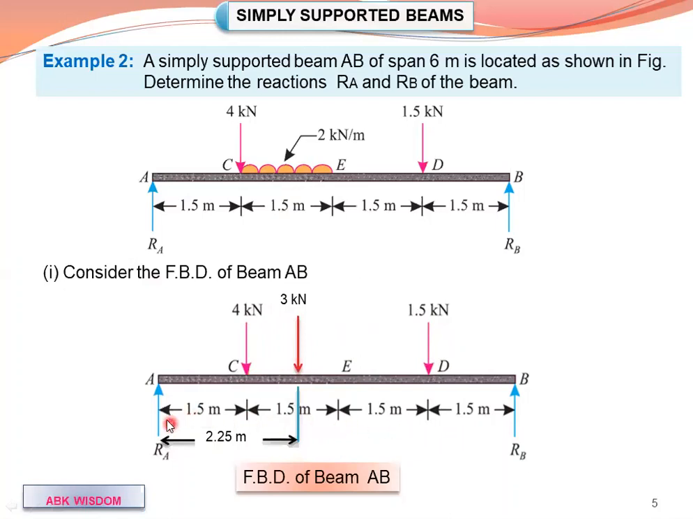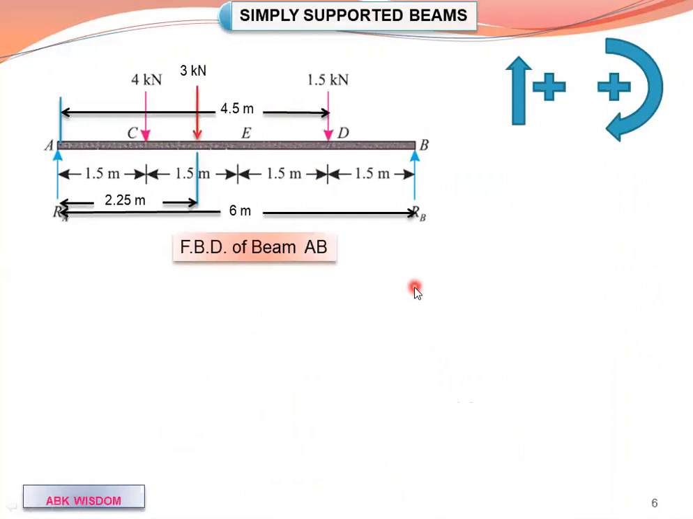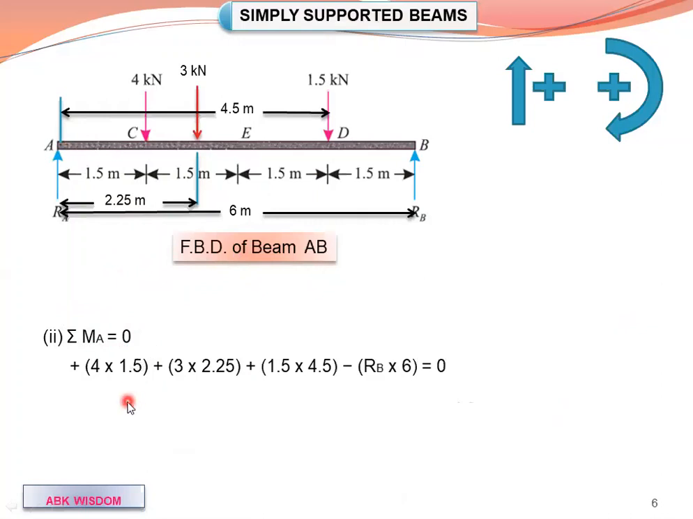So from now onwards, we are going to use this free body diagram in order to find the support reactions at A and B. And we are going to assume the clockwise moment is positive and also the vertically upward force is positive. Now, in order to find the support reactions at A and B, first we will take moment about A. We will take the algebraic sum of moments about A equal to 0.